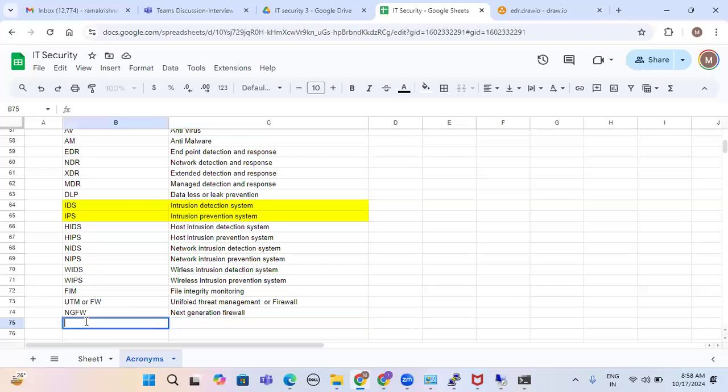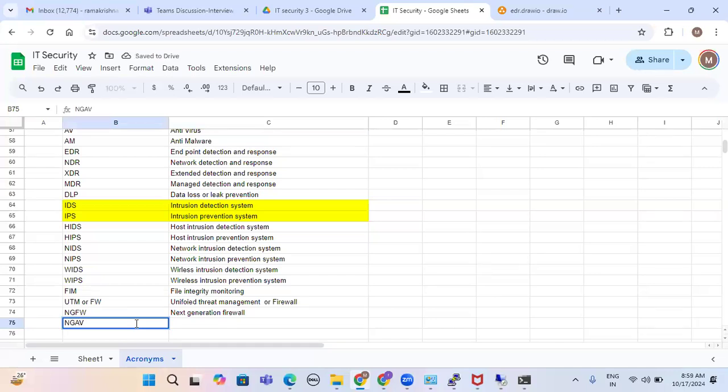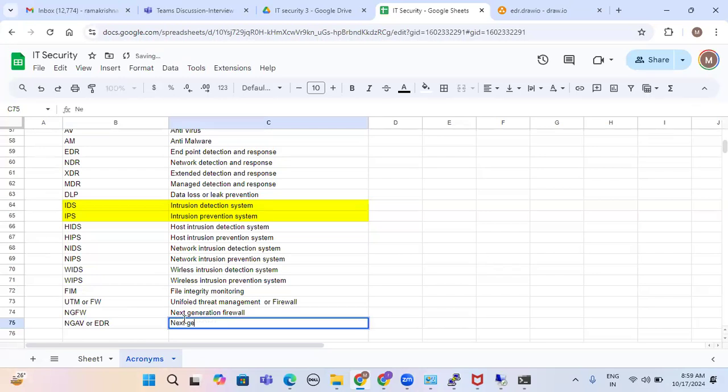Next one is NGAV, next generation antivirus. It is almost, we can call it, EDR. Already yesterday we discussed EDR. It will prevent and block all malware category of attacks. So next generation antivirus, the current generation of antivirus, we can call it EDR or next generation antivirus.